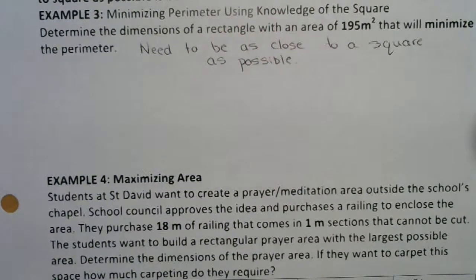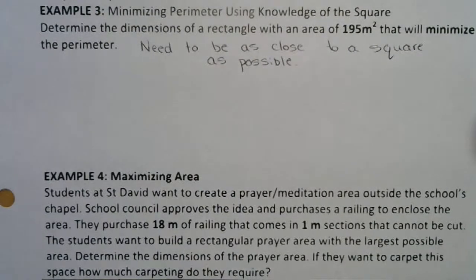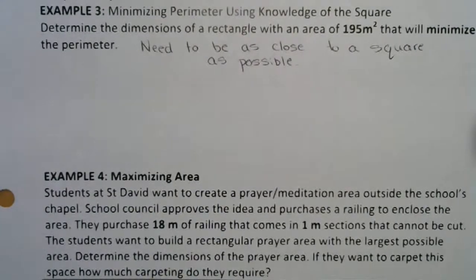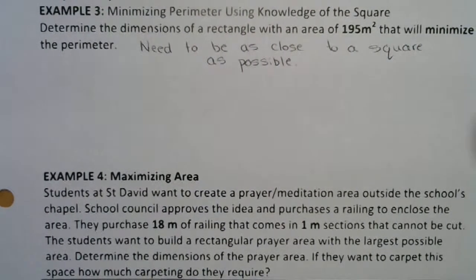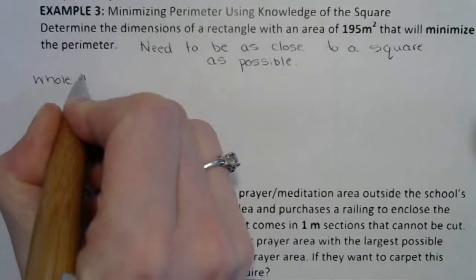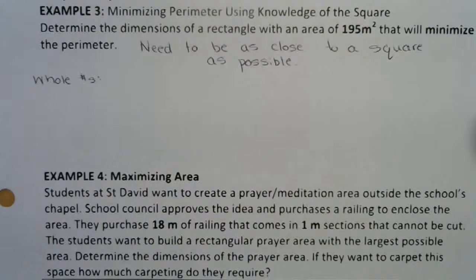Okay, so there's a couple different ways to do this. If we absolutely need to keep it as whole numbers, so we can't have decimal numbers, then that's a very different question than with decimals. So let's take a look at both situations so that no matter what situation you're in, you know how to answer the question. So if we're going to use whole numbers, we're going to need to figure out some factors of 195, and we're going to want those numbers to be as close together as possible.